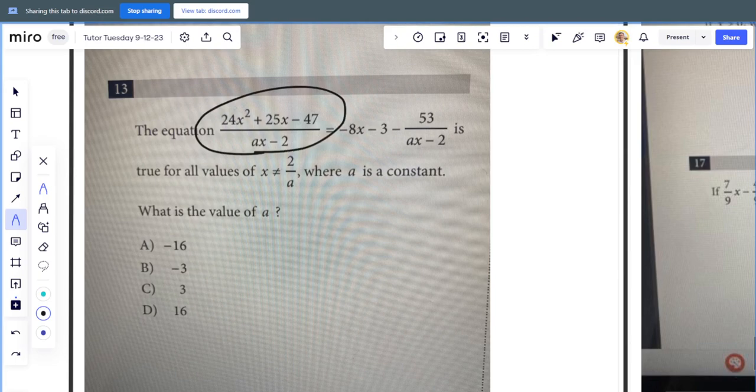For this one, I'm going to try to get this side to match up with this side. Specifically, I could multiply these terms at least by ax − 2.